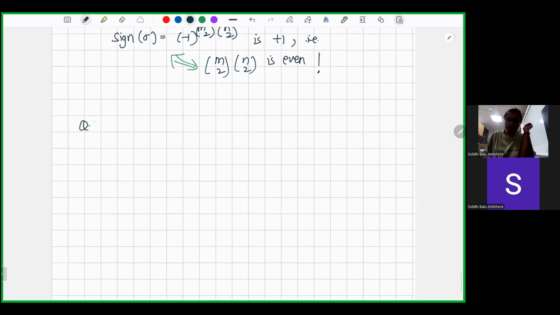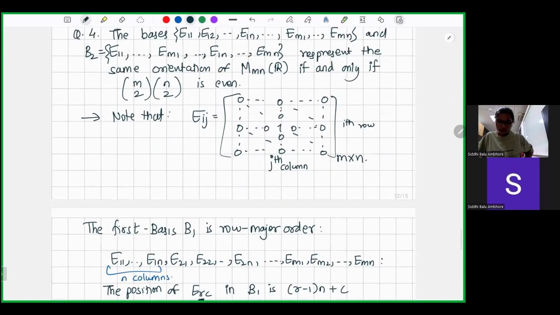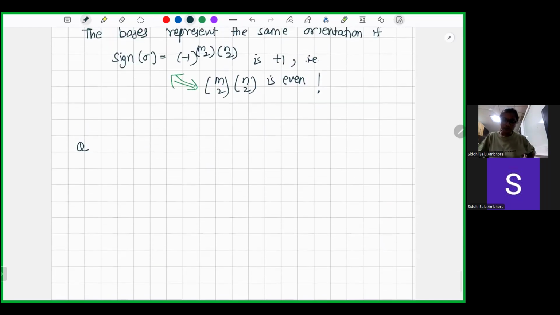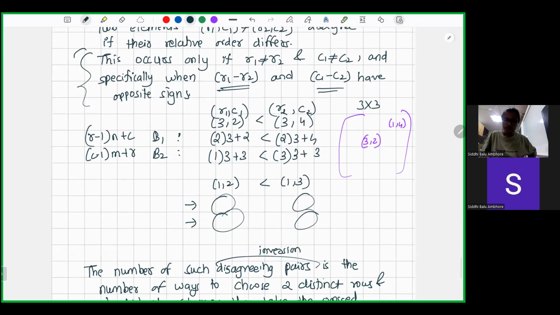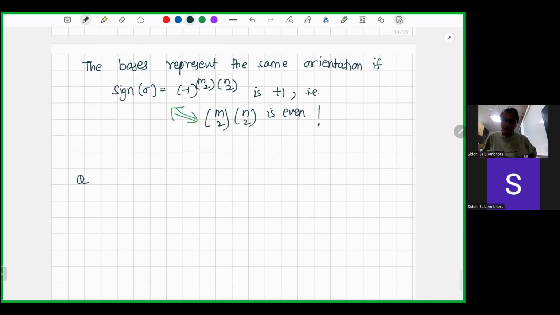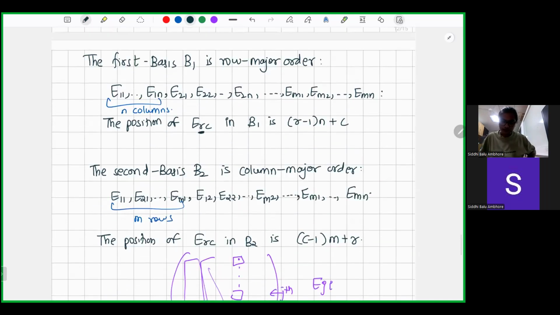One more. I hope this was fine. And this is question 5. Just understand this for this question and you will be okay. This part. I think this was question 4 or 5.